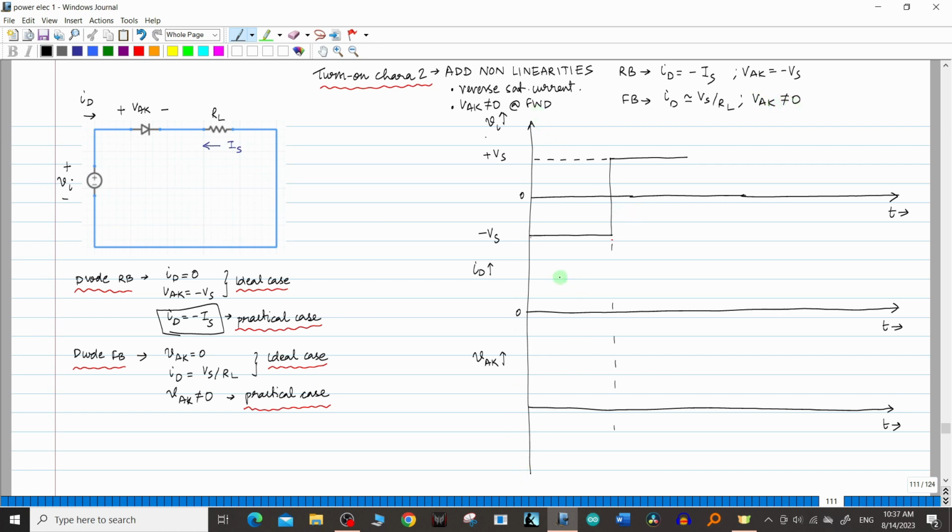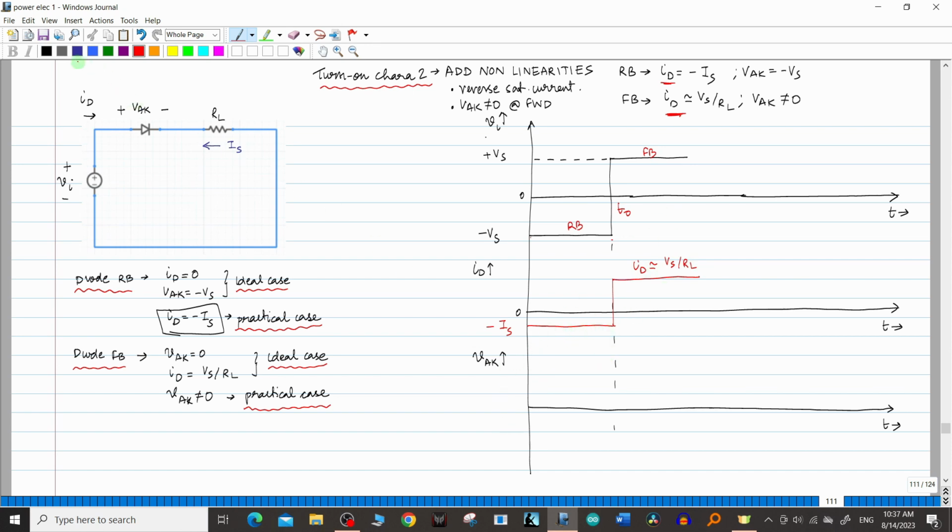Again, I have drawn the graph. Let us draw the value of ID. This is the reverse bias condition, and this is the forward bias condition. ID in the reverse bias condition is minus Is, so I will draw it like this. After t0, the diode goes to the forward bias condition, where ID is almost equal to Vs divided by RL. I will draw like this.